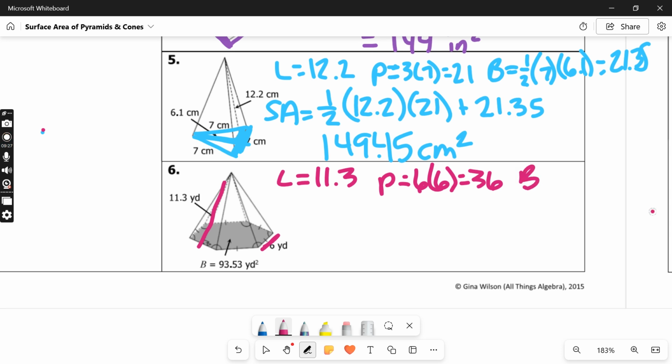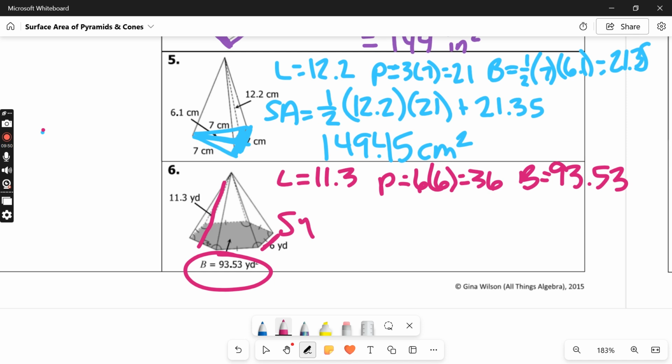And then the area of the base, really nicely done for you. This is shaded in, and it's telling you this is the area. Two ways that you know that it's telling you this is the area. One, it's using this big B right here, this capital B, and it says yards squared. So the area, we don't have to calculate, it is 93.53.